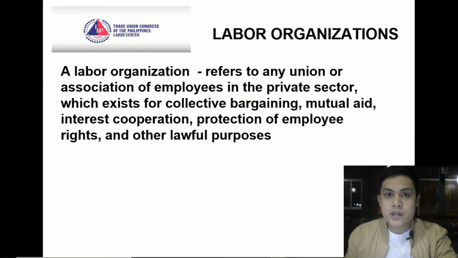Now, labor organizations. What are labor organizations? This refers to any union, whether from the public or the private sector. It exists for collective bargaining, mutual aid, interest cooperation, and most especially the protection of employee rights and other lawful purposes. In other words, labor organizations provide the voice for the employees. They select a representative to address concerns if there are unfair practices or disputes.